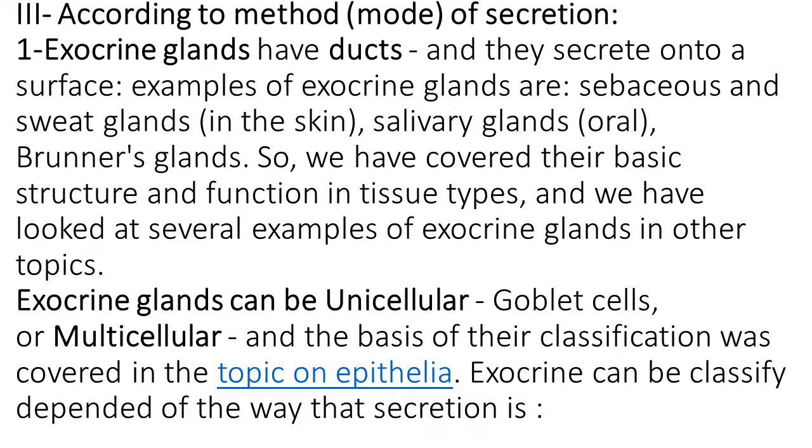So we have covered their basic structure and function in tissue types, and we have looked at several examples of exocrine glands in the other topics. Exocrine glands can be unicellular, like goblet cells, or multicellular, and the basis of their classification was covered in the topic on epithelia. Exocrine glands can be classified dependent on the way that the secretion is released.